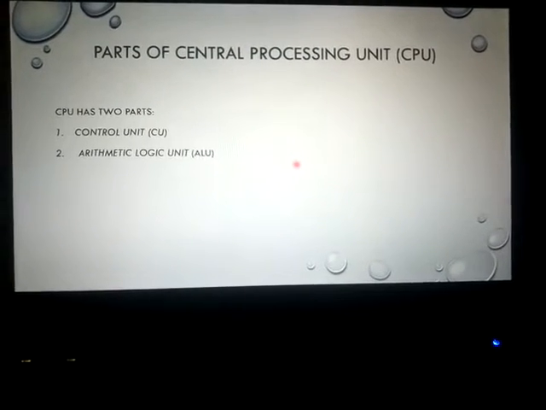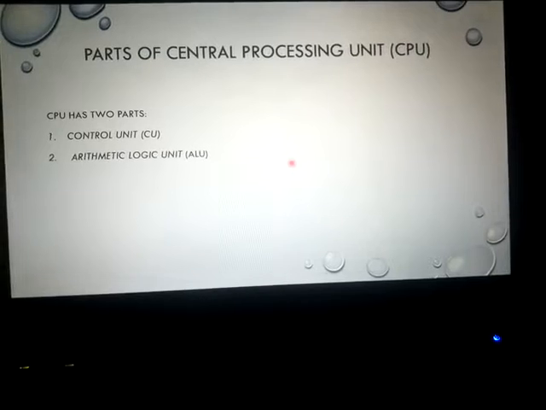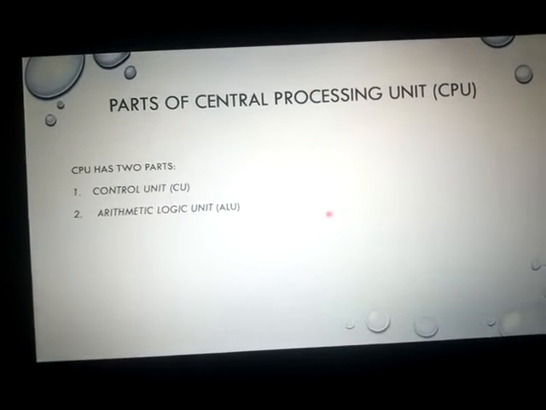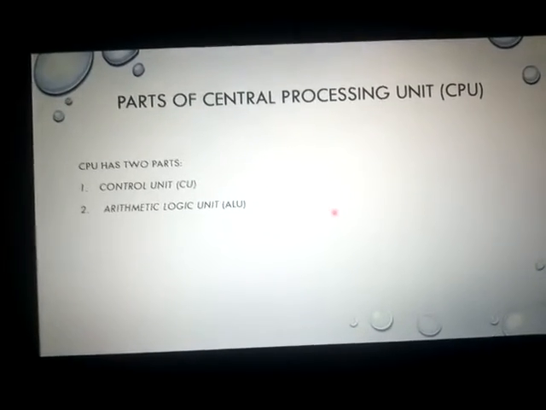Then, what are the parts of the central processing unit? The central processing unit has two parts, namely: one, the control unit. The control unit coordinates and controls activities carried out in the computer. Then we have the arithmetic and logic unit.